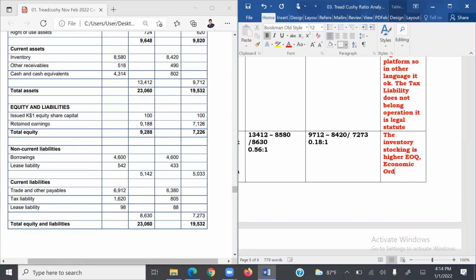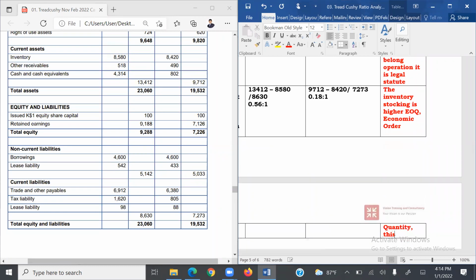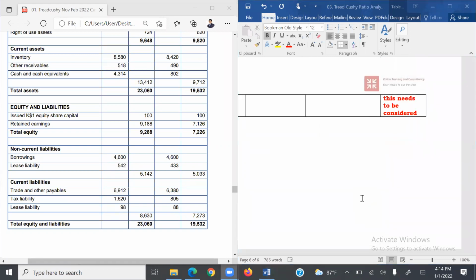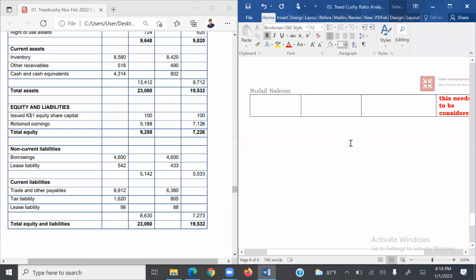So I'll write down here economic order quantity, because I don't think currently they have an economic order quantity at the moment. This needs to be considered, because I generally feel this is the major area, students, because working capital management is one of the key areas in the examination. So thank you very much, students. I believe that is fine.